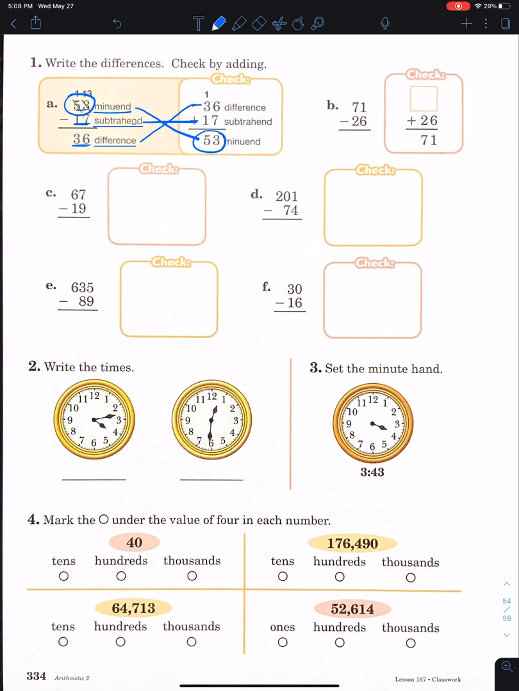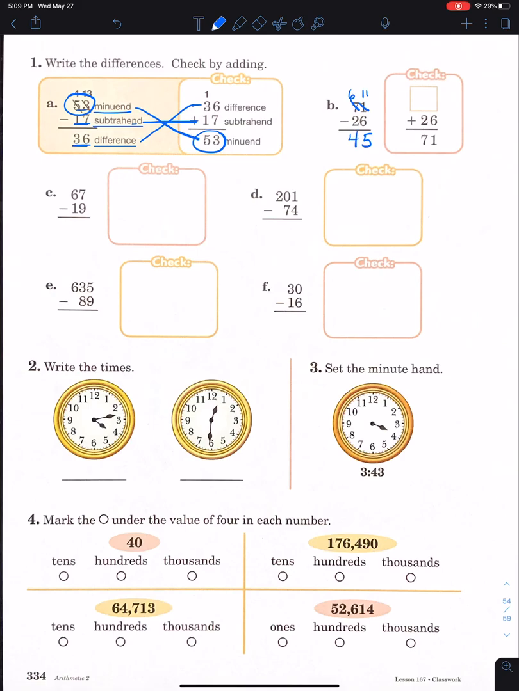Let's try one out. Let's look at B here. 71 minus 26. Well, we can't take 6 away from 1, so we're going to borrow. We take the 7 and make it a 6. And we take this 1 and add the 10 that we borrowed to it. We're not making it a 10, we're making it an 11. Second time I did that in 2 days. So 11 minus 6 equals 5. 6 minus 2 equals 4.